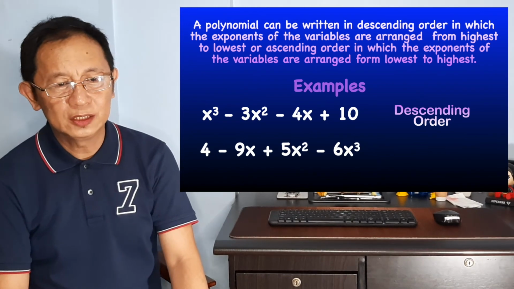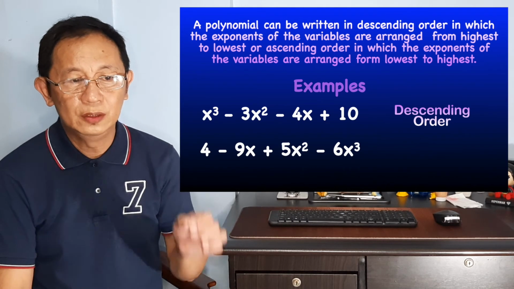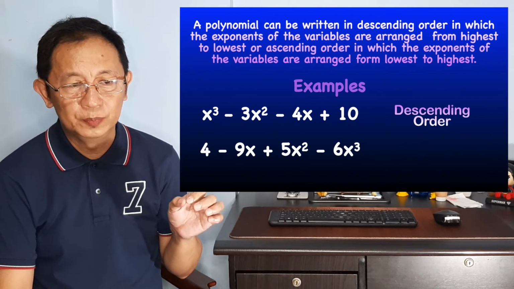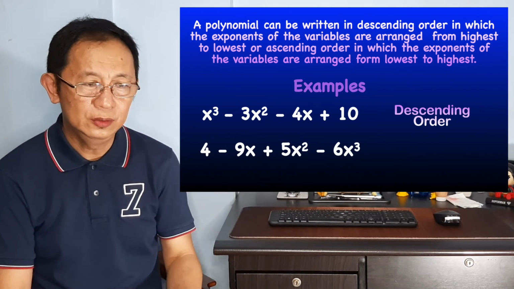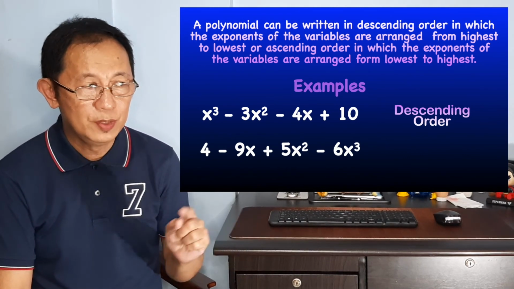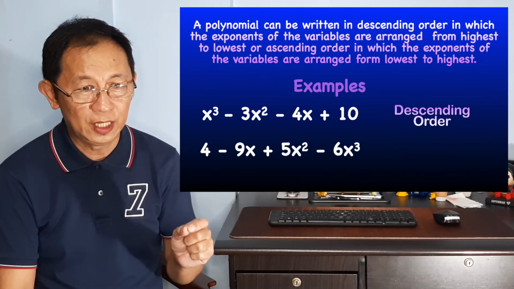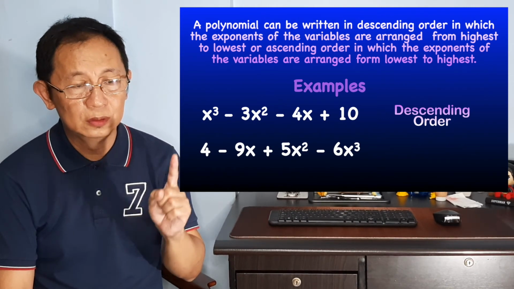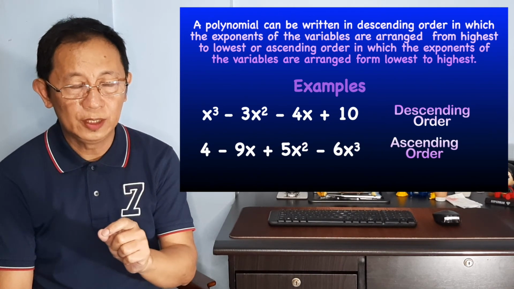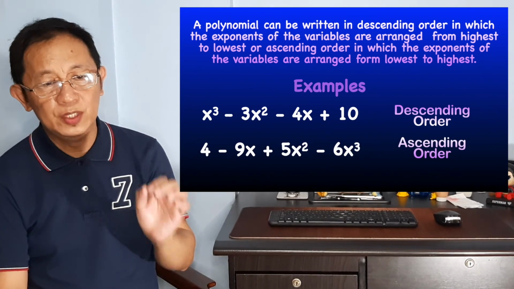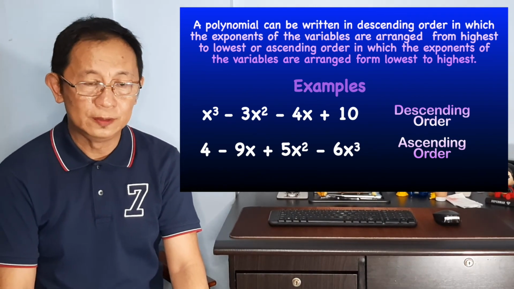4 minus 9x plus 5x squared minus 6x cubed. Take note that the exponents of the terms are in the ascending order. No? Yung 4, meron siyang invisible x to the 0 power. So, ang exponent is 0. Tapos yung 9x, 1. So, 0, 1. Tapos 2, 3. So, the arrangement of this polynomial is in ascending order.